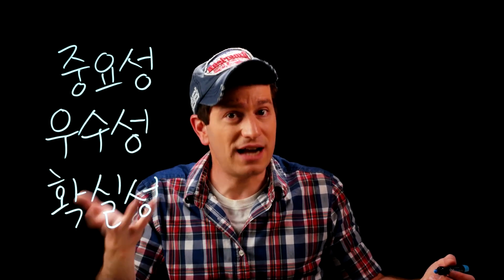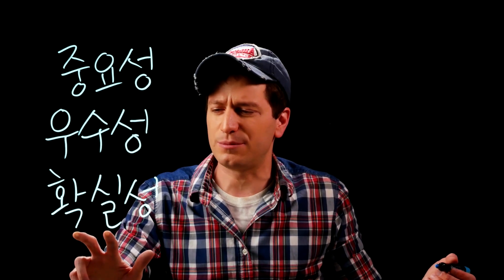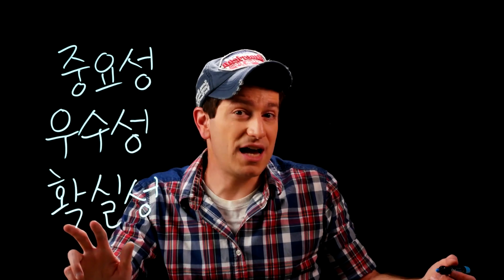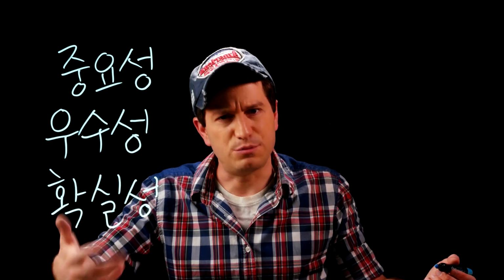Next is 확실성, from 확실 or 확실하다, meaning to be certain or to be reliable. So this is the nature of or the property of being certain or being reliable. This would be reliability. So that is, how reliable is something? The nature of or property of that thing being reliable.